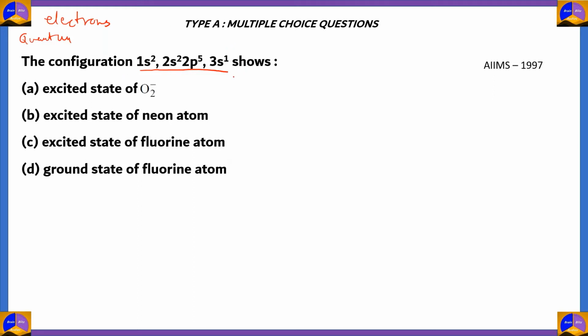So in this configuration, the exponent gives you the number of electrons in the particular shell. So the 1s orbital contains 2 electrons. The 2s2 orbital contains 2 electrons. 2p5 contains 5 electrons, and the 3s orbital contains 1 electron. So to find the total number of valence electrons, you just need to add these quantities. So 2 plus 2 plus 5 plus 1. That is equal to 10.